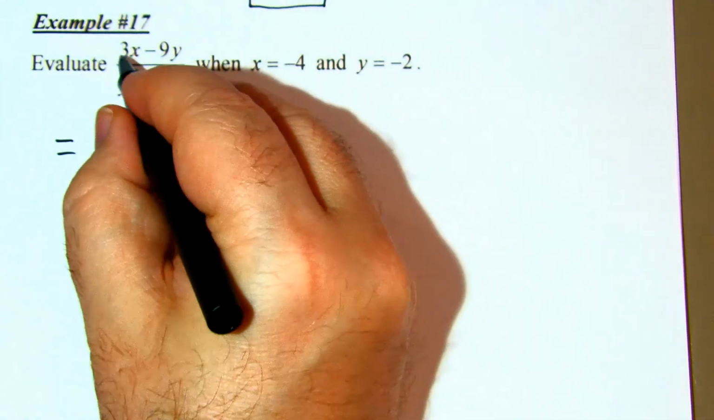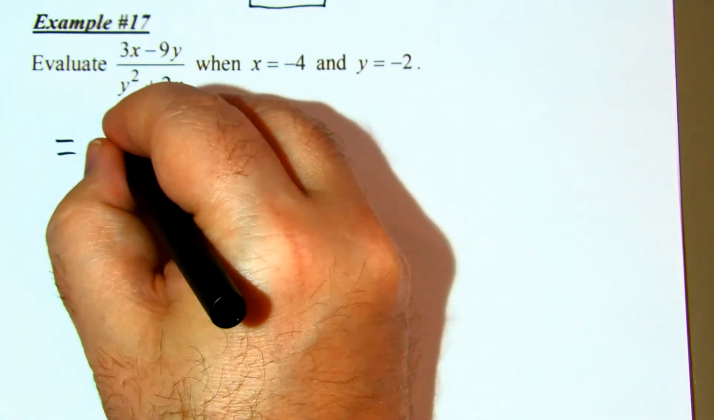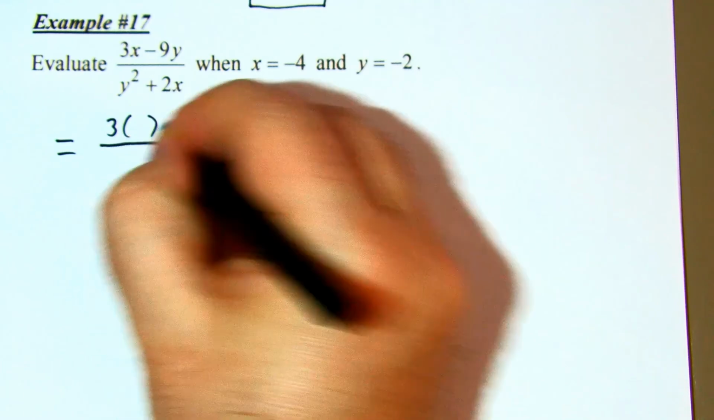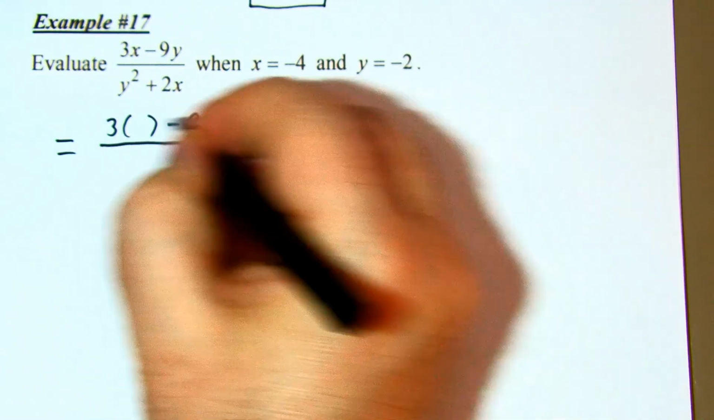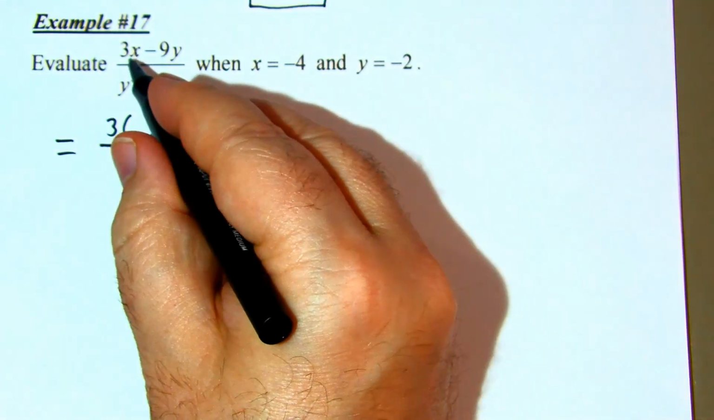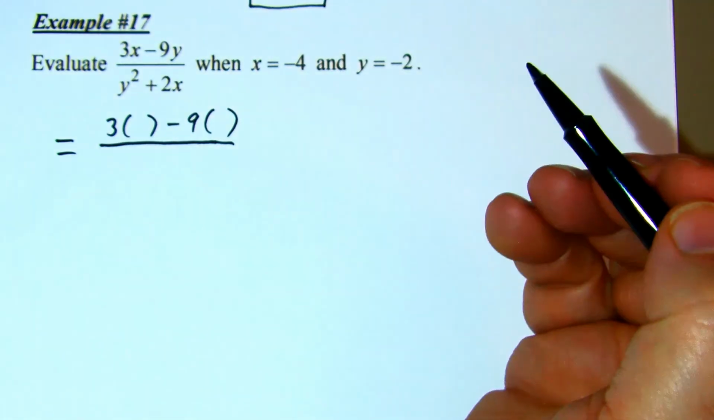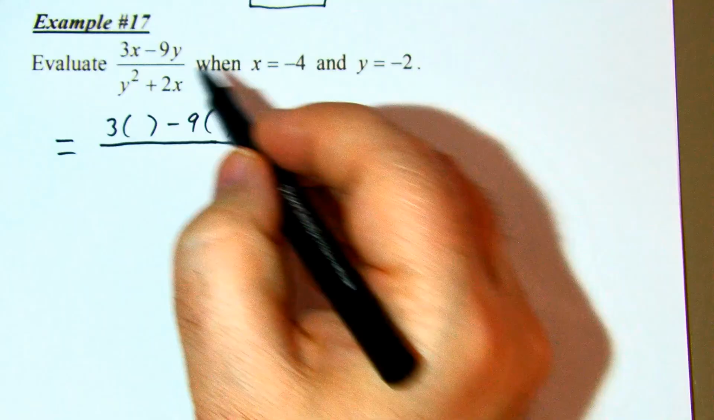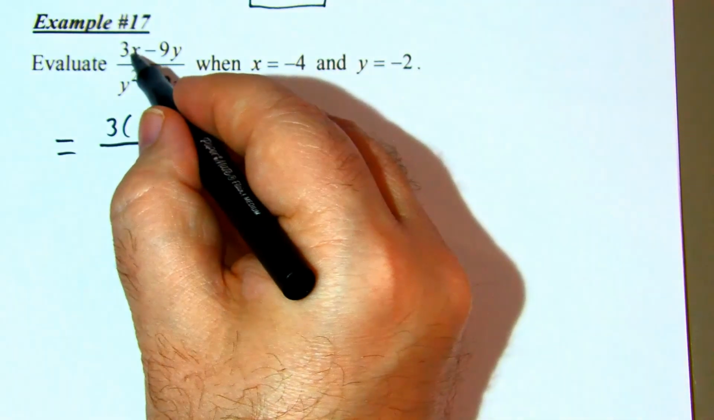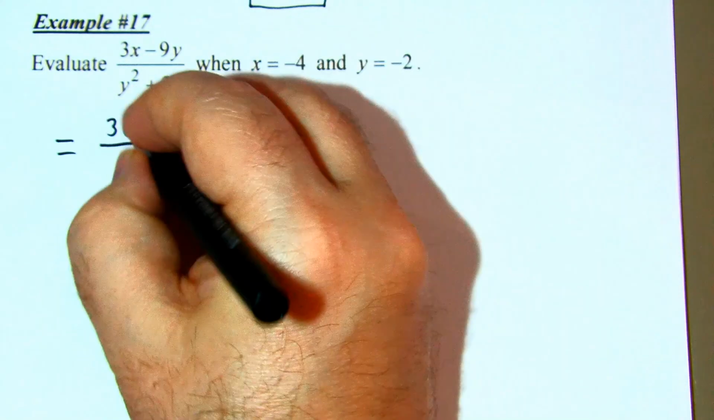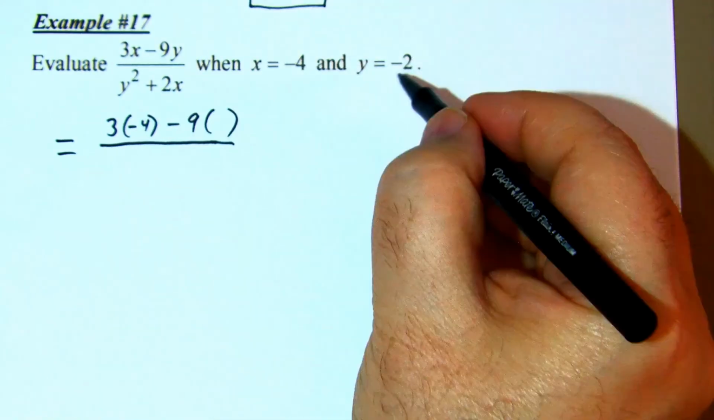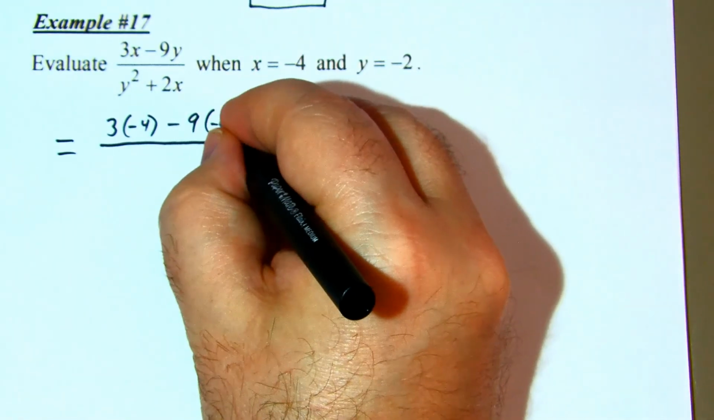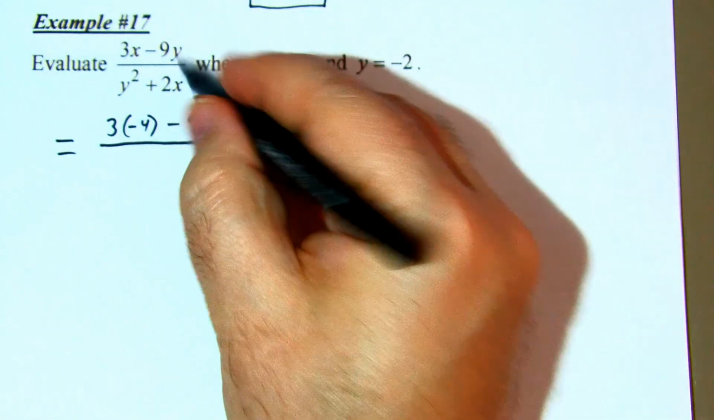Up top, we have 3x minus 9y, so I'm going to write that as 3 parentheses minus 9 parentheses. And I'm going to fill in the parentheses with whatever they told me x and y are worth. Be careful that you grab them based on the variable. So if this is x, and x is negative 4, then I'm going to put the negative 4 in for x. And y is negative 2, so I'm going to put a negative 2 in where the y was.